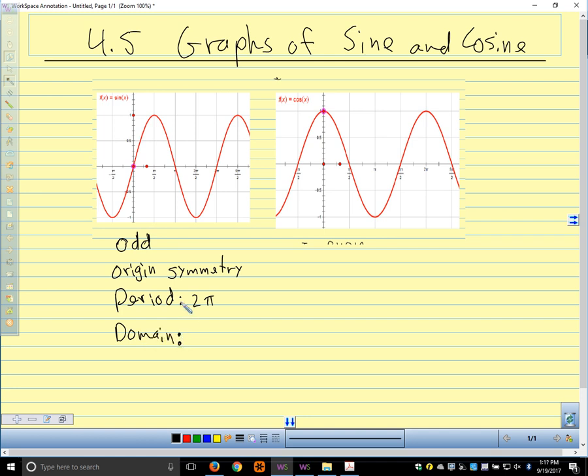The domain. Well, when we introduced the concept of the unit circle, we talked about the idea of wrapping the number line around the unit circle, and we could just wrap it around and around and around. So we can plug any number we want into the sine function. So our domain is all real numbers. And I'll write it like that.